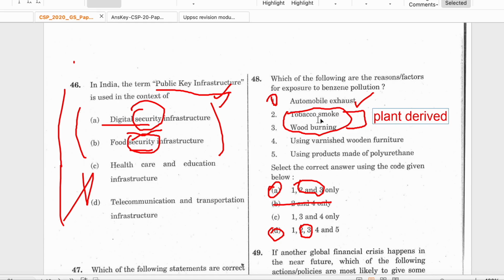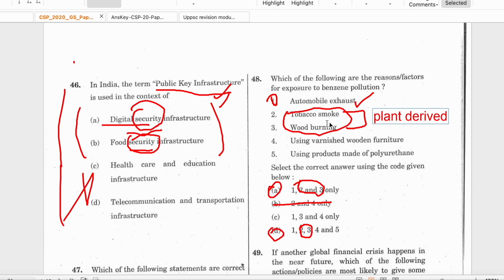Tobacco comes from the leaves, wood comes from the seed. Tobacco also comes from the plant, wood also comes from the plant. So if benzene will come, then it will come from both tobacco and wood. It cannot happen that it will come only with wood but not with tobacco, because the originator of these two products is same. It is plant.